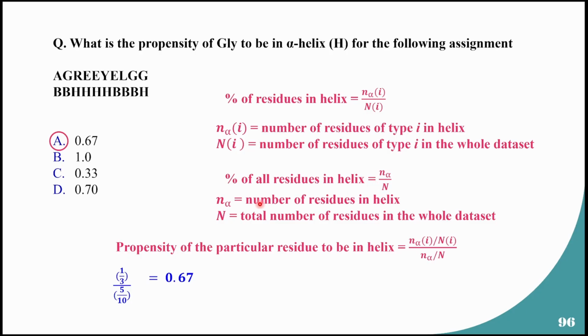So how many of all of the residues are present in helix divided by how many of all of the residues is in the data set, basically the total number of residues. So you do this n alpha divided by n, and you divide the first fraction by the second fraction, and that will give you a propensity. So here not only the type of residue information is included, but also the whole residue structural assignment is also included here, and that will give you the propensity basically.